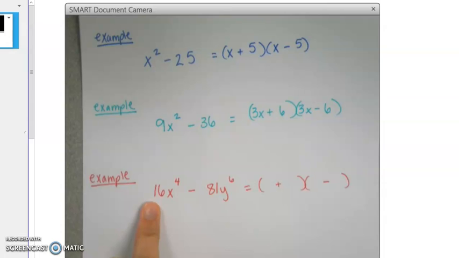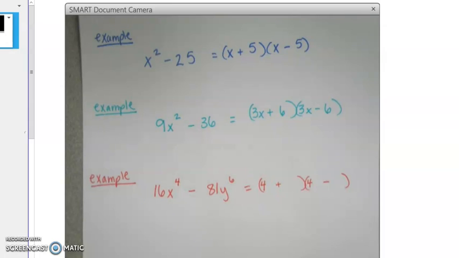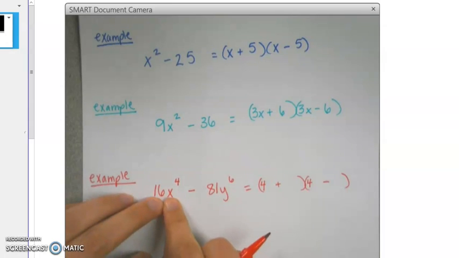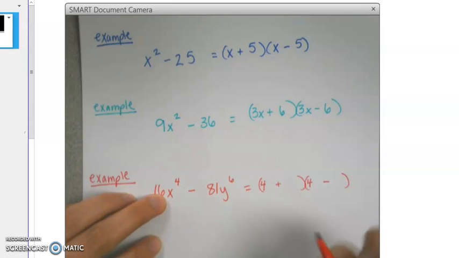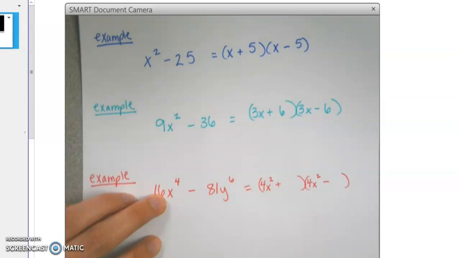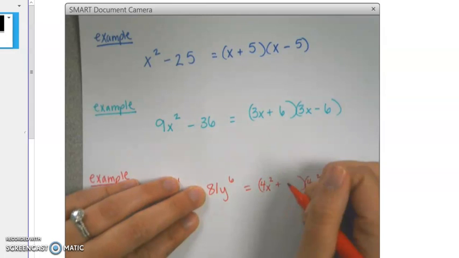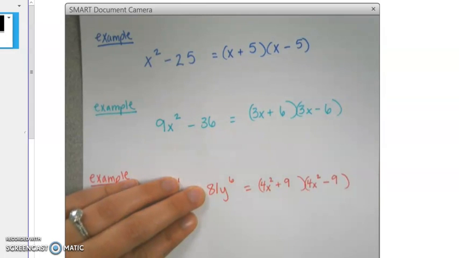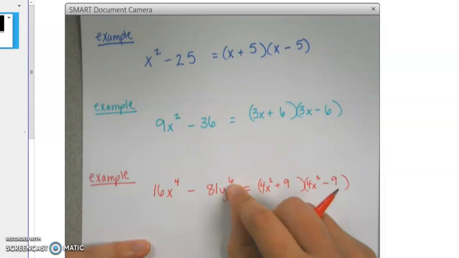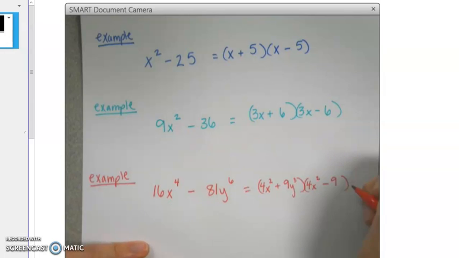Take it literally piece by piece. So we'll start with 16. What times what makes 16? That would be 4 times 4. What's going to make x to the 4th? Be careful here. If there's 4 x's, that would be x squared times x squared. If I have two sets of x squared, that makes x to the 4th. So x squared times x squared. First one's done. What makes 81? That's going to be 9 times 9. And what makes y to the 6? If there's 6 y's, that means half of them go with one and half go with the other. So I have y cubed times y cubed.